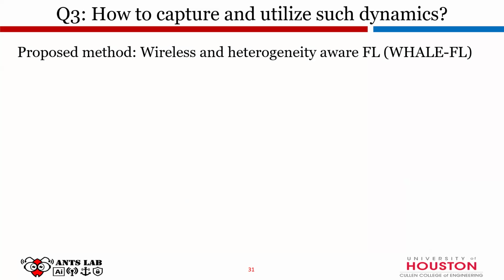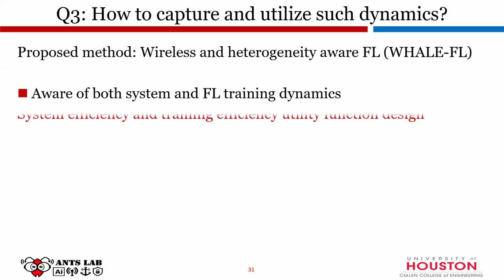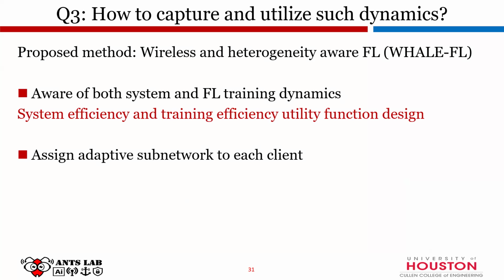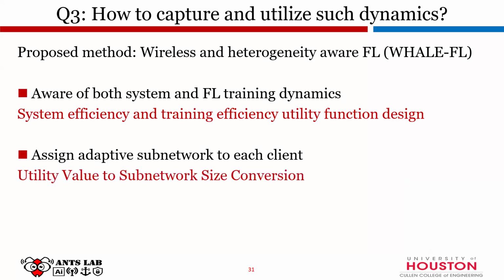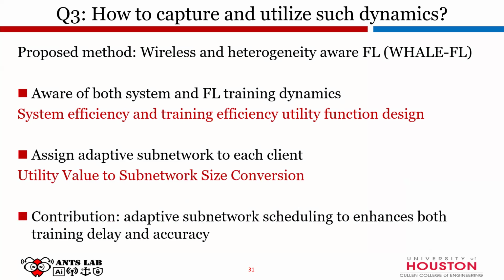We have the proposed method of wireless and heterogeneity aware FL, namely WHALE-FL. We are aware of both the system and learning training dynamics, with a system efficiency and training efficiency utility function designed. We also assign a different adaptive subnetwork to each client. This is with the help of the utility value to subnetwork size conversion. Lastly, the contribution of this work is to have adaptive subnetwork scheduling to enhance both training delay and accuracy.